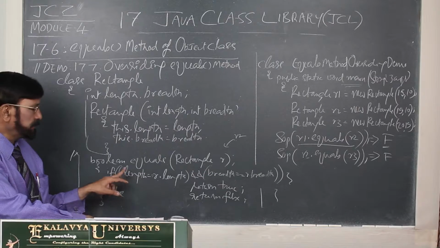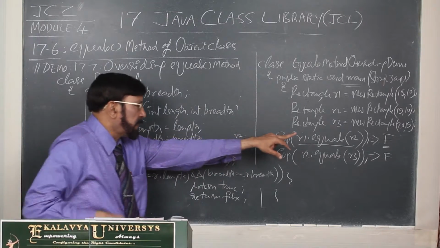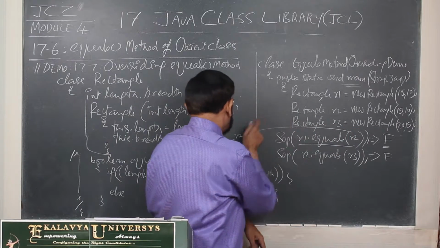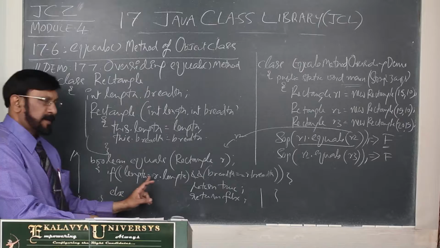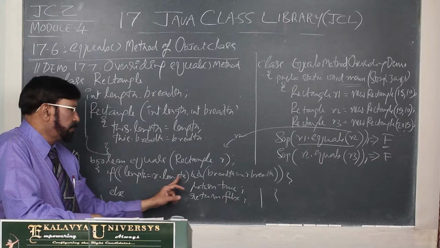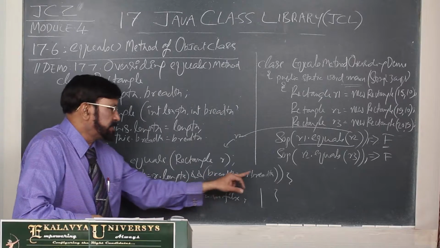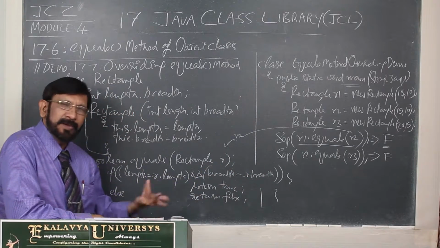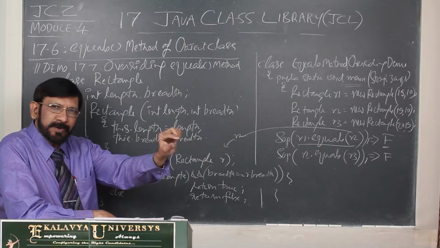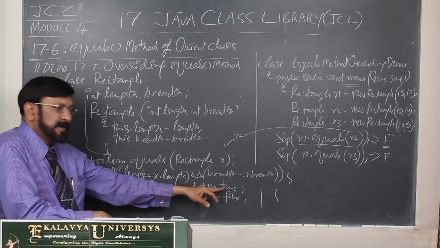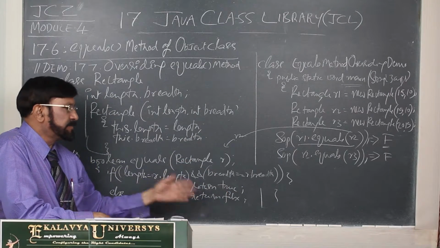So, its meaning is R1 dot length, and R2 is passed. Now, R2 is passed. That is why R represents R2. R1 dot length is equal to R2 dot length and R1 dot breadth is equal to R2 dot breadth. Then two rectangles are there, their lengths are equal, their breadths are equal. What is the result? The content is equal, true, otherwise it is false.